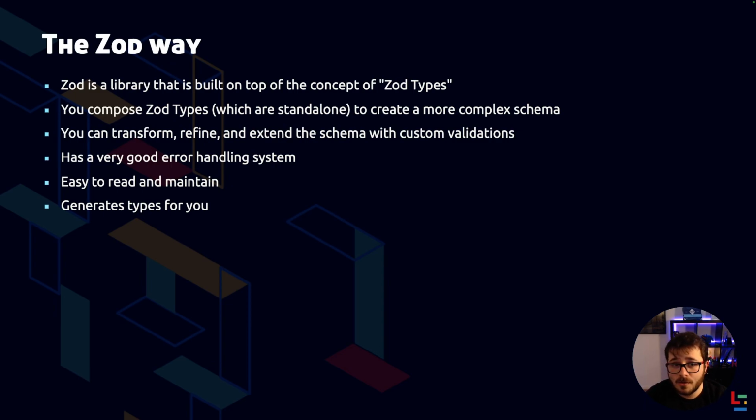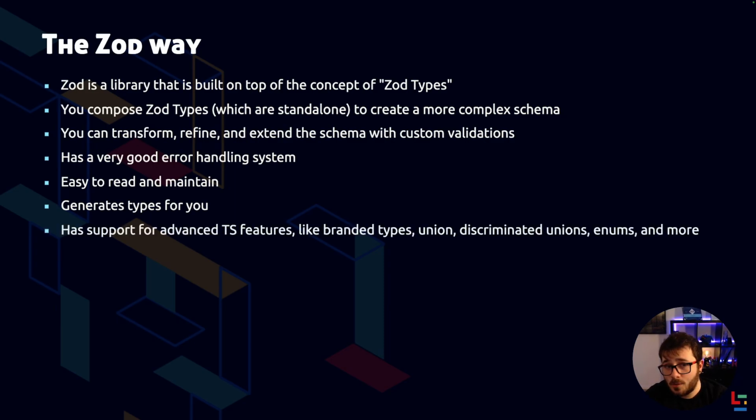It generates the types for you, so you don't have to create types from your schemas and maintain two things in separate places. And it has support for advanced features like record types, unions, discriminated unions, enums, even native enums, and more, right?